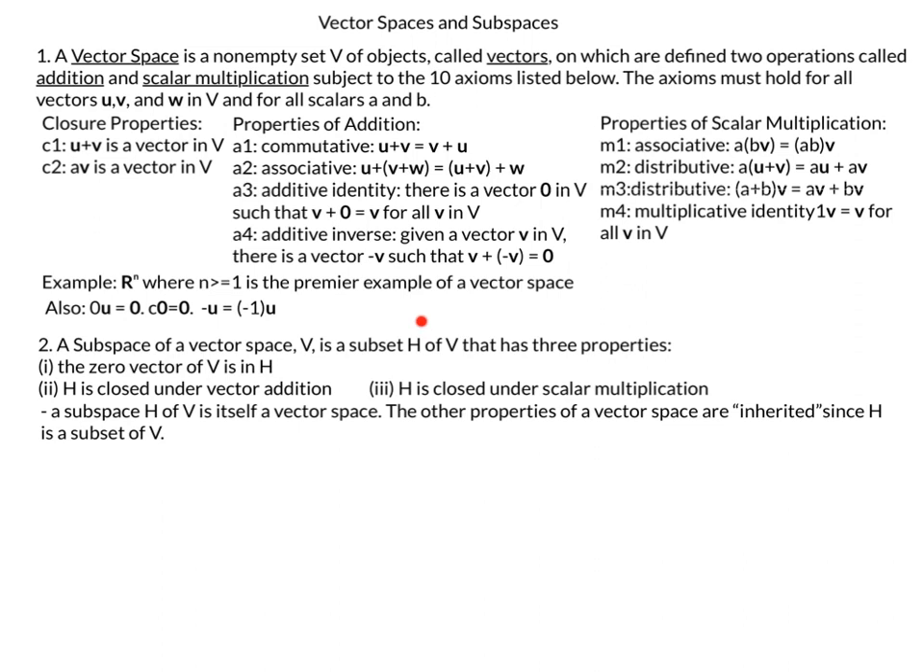But when we want to show that H is also a vector space, we only have to prove three properties. One, that the zero vector of V is also in H. Two, and we have this note here, a subspace H of V is itself a vector space. So again, it's a subset of V that itself is a vector space. The reason why we only have to prove these three properties is because the other 7 properties of the vector space are, in quotes, inherited, since H is also a subset of V.